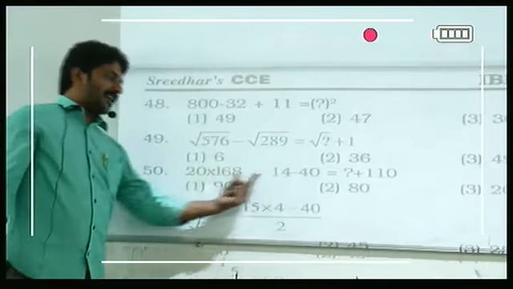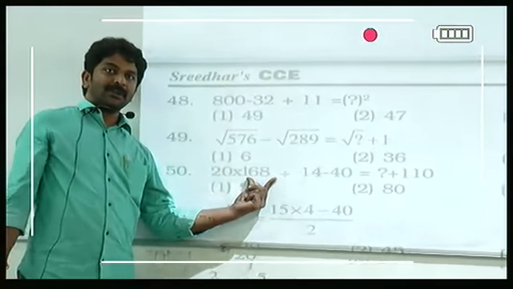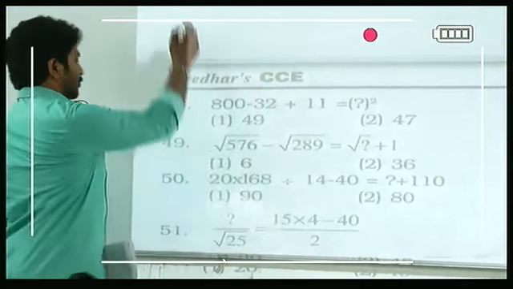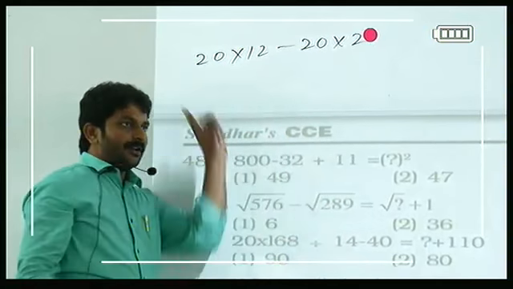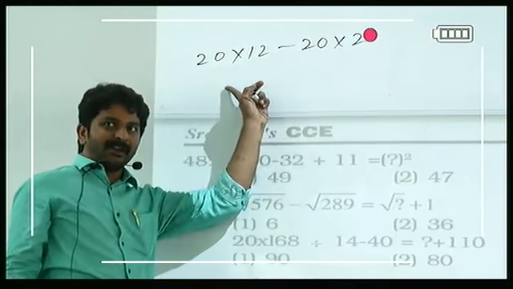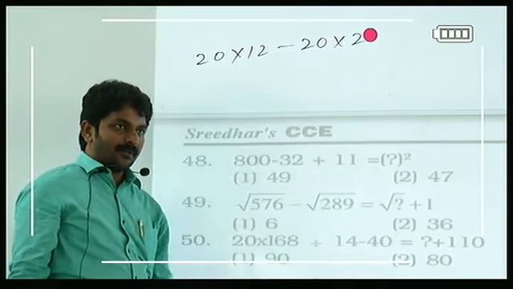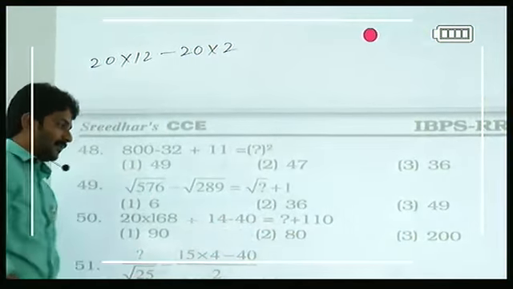20 into 168 divided by 14. 168 divided by 14. How many times? 12 times. So this is 20 into 12 times minus 40 we have. You can write as 22 times. 20 12 times minus 22 times will be 20 10 times. Which is 200. 200 minus 110. 90.